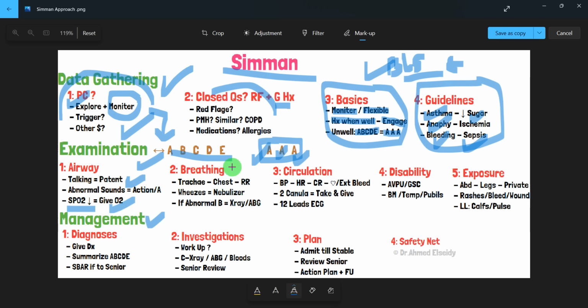What should I do in breathing? I will start by examining 3 things: trachea, chest, and I will look at the respiratory rate and saturation again. For the trachea, I will put my 3 fingers on the trachea and you will find the trachea is central. What can happen in the trachea? If the trachea is shifted to one side, you will think about tension pneumothorax on the other side.